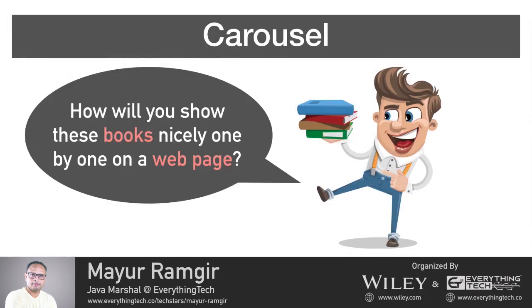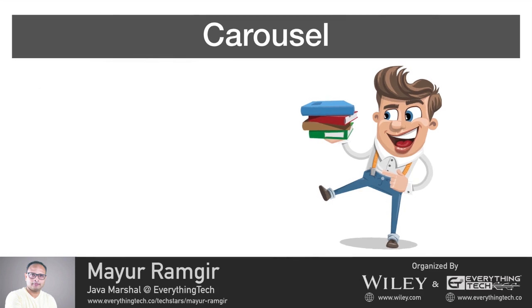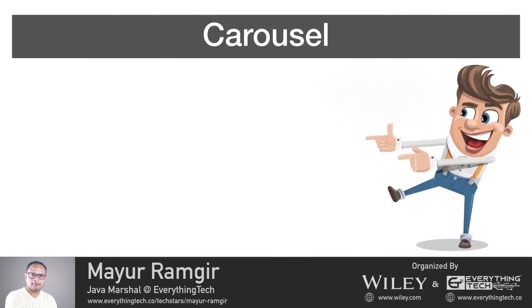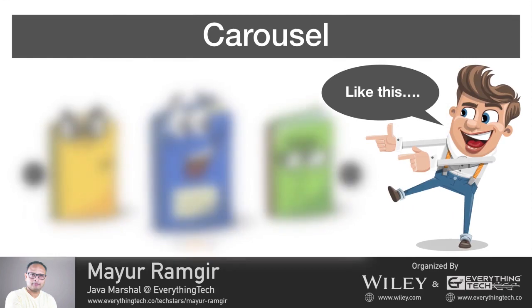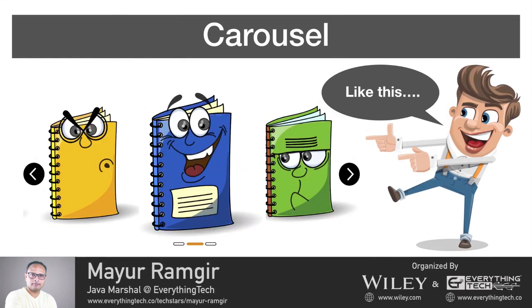Carousel. Bootstrap offers a visually appealing way of showing images. Let's take this book's example. A carousel can place images like this, in which the user can rotate the images with the help of the left or right button. Each image gets an opportunity to come to the center place.